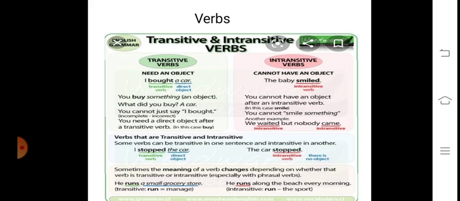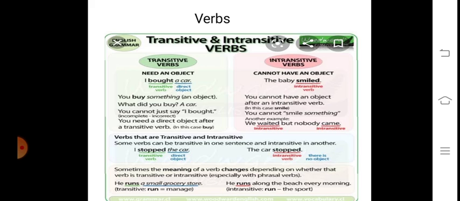So, I bought what? I bought a car. And when you buy something, that is an object. What did you buy? A car. So, you cannot just say I bought. You need to answer I bought what? So, a car is the answer. Otherwise, I bought is incomplete. It wouldn't give any meaning. The sentence is incomplete then. You need a direct object after a transitive verb. In this case, buy is a verb.